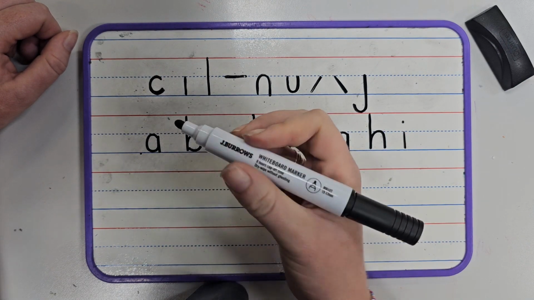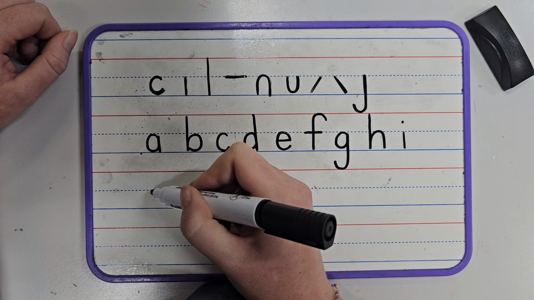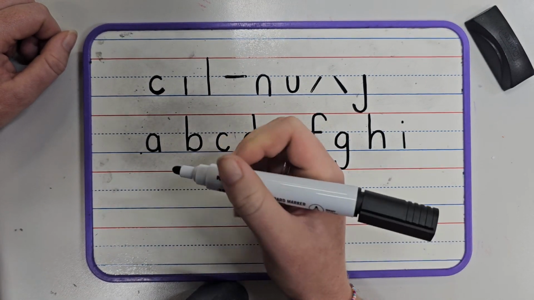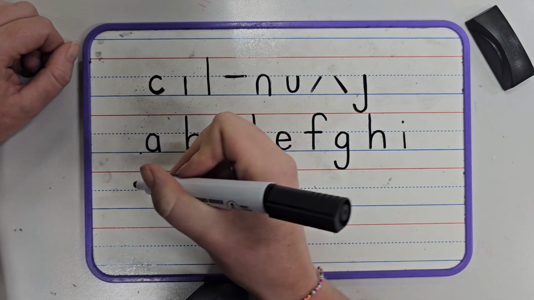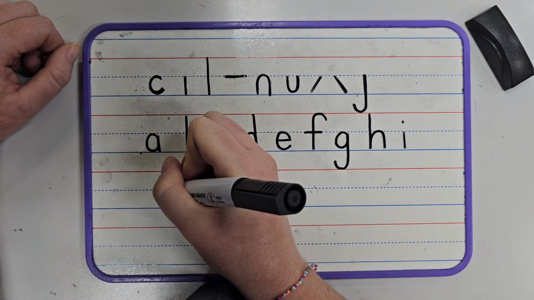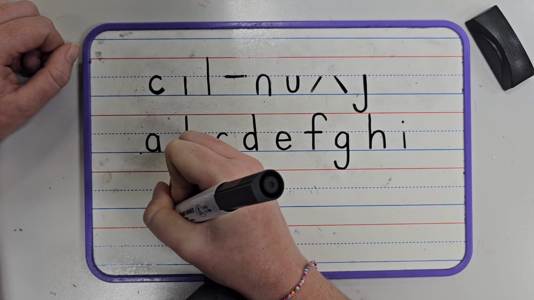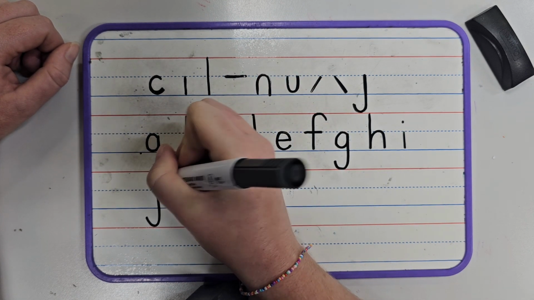Again I'm making sure that my starts of my lowercase letters are on this middle dotted line, and letter J is going to go small man down, monkey's tail under the ground with a dot on top.